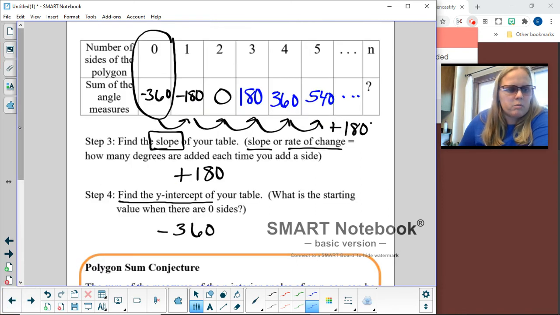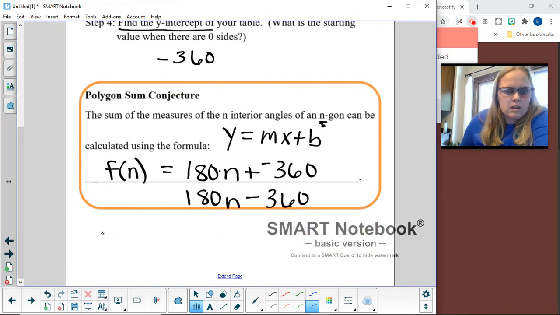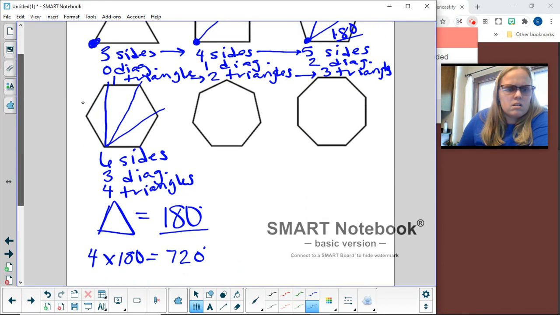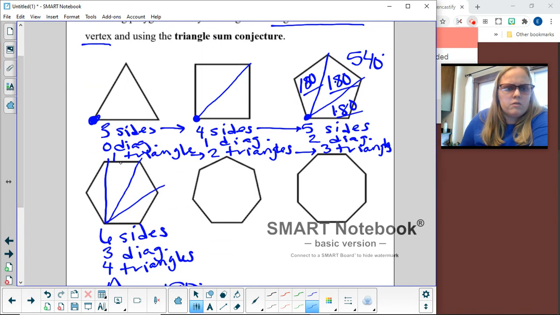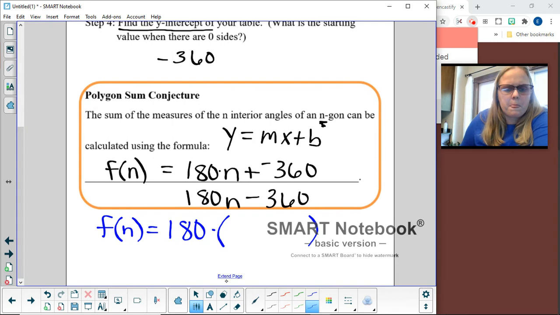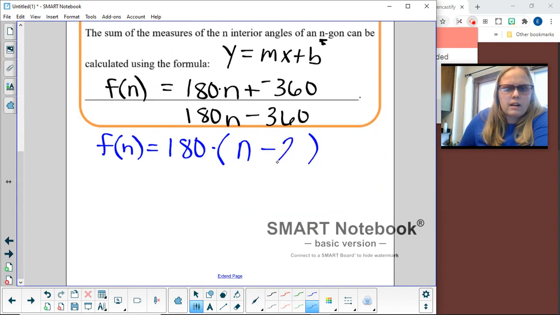So I'm going to go back to our formula, and I'm going to write another way to find the polygon sum. We're going to take 180 times the number of triangles. Well, how do I know how many triangles there are? Every time I look at the figure, the number of triangles is always 2 less than the number of sides. So I'm going to take the number of sides and subtract 2 from that.